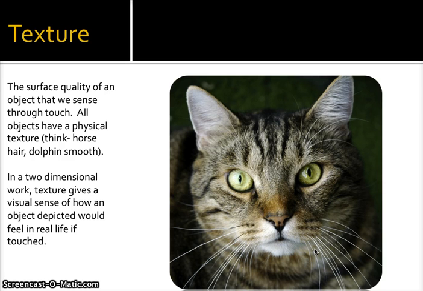Here's a good example of texture. It's my cat, my tiger cat. The surface quality of an object that we sense through touch. All objects have a physical texture, think horsehair, dolphin smooth. In a two-dimensional work, texture gives a visual sense of how an object depicted will feel in real life, if touched. So with this photograph, I thought it was a good example of texture because you can really feel the sense of his fur. It's a nice close-up of the fur, so you can kind of see the differentiation between all the whiskers and how soft the whiskers would feel and how soft his fur would feel. I like it. My tiger cat.